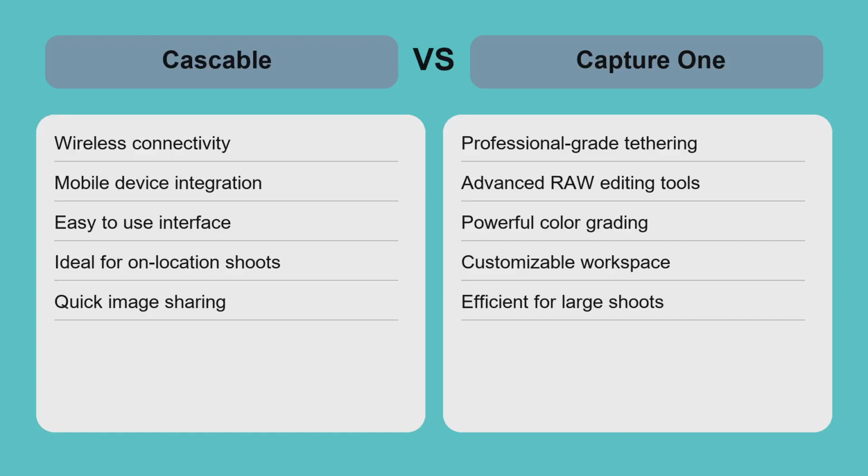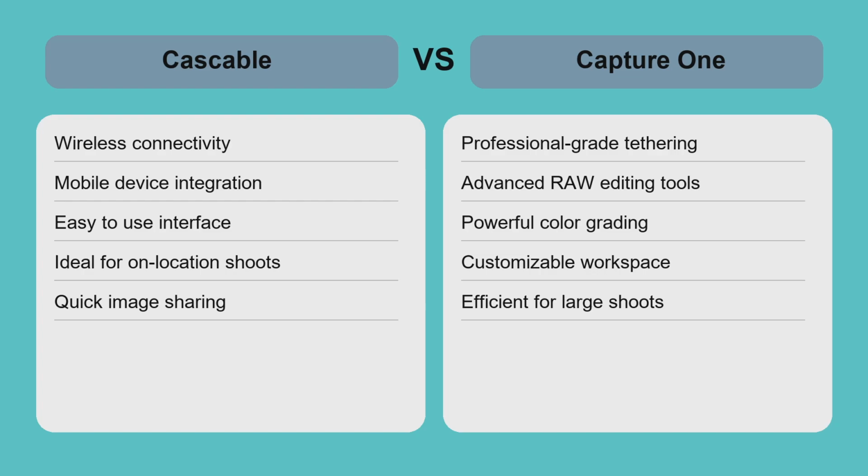Comparing Cascable and Capture One highlights key trade-offs. Cascable's wireless tethering is perfect for photographers needing mobility and quick sharing on mobile devices, but it lacks advanced editing and requires compatible cameras with Wi-Fi or Bluetooth. Capture One, on the other hand, demands a wired connection and a powerful computer, but offers professional-grade tethering combined with industry-leading raw editing. For studio photographers managing large volumes or demanding precision color work, Capture One streamlines the entire workflow.